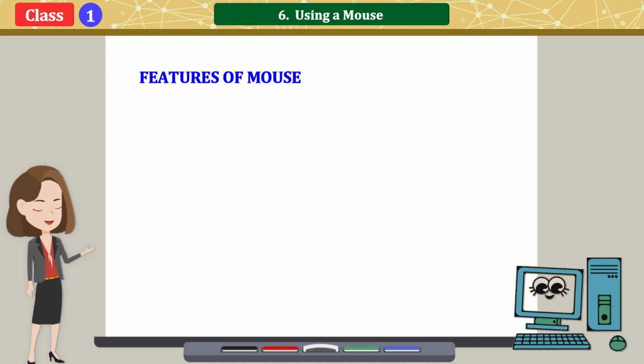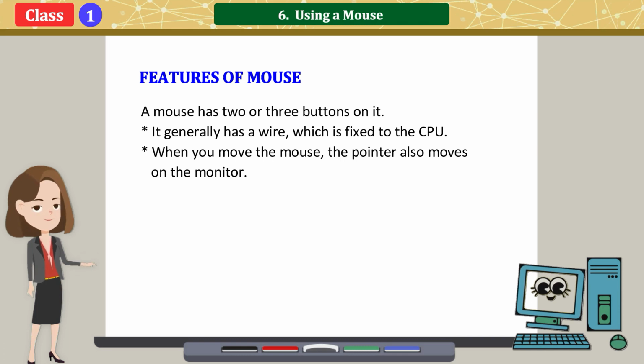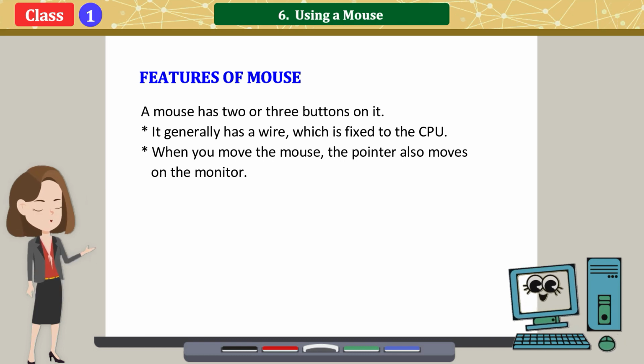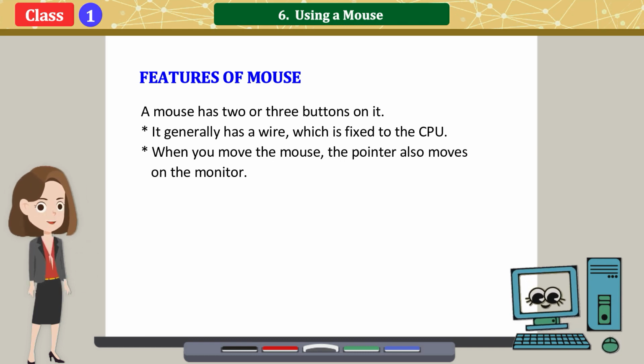Features of mouse. A mouse has 2 or 3 buttons on it. It generally has a wire, which is fixed to the CPU. When you move the mouse, the pointer also moves on the monitor.